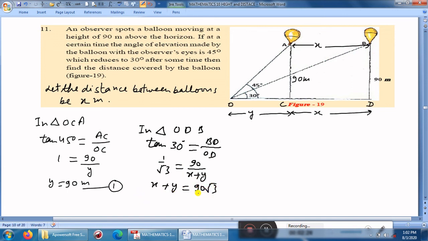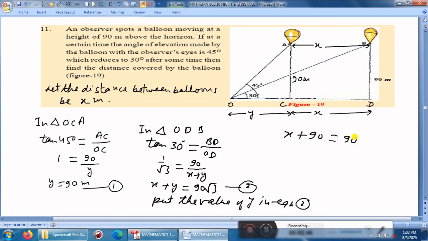Put the value of y in equation second. So what will happen? So x plus 90 is equal to 90 root 3. So x equals 90 root 3 minus 90. So x equals 90 is common, so 90 times (root 3 minus 1) meters. It is your answer.